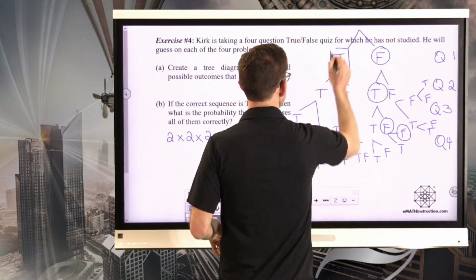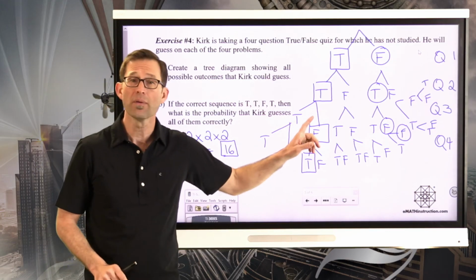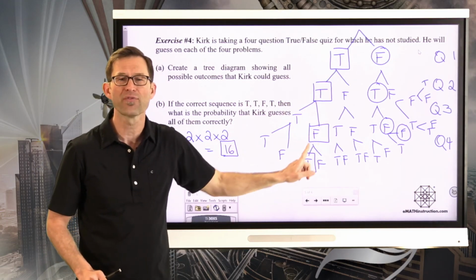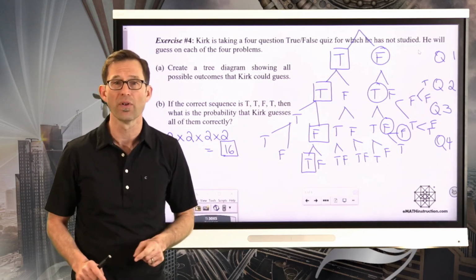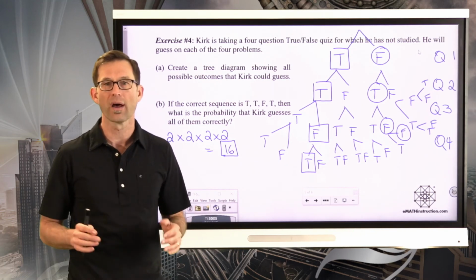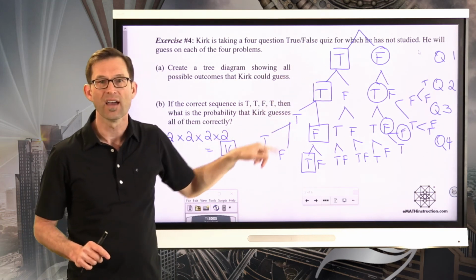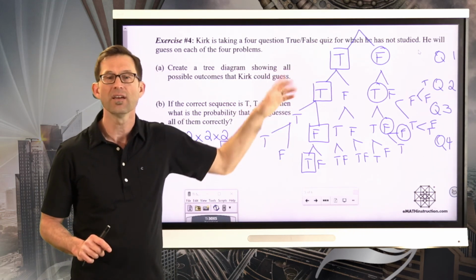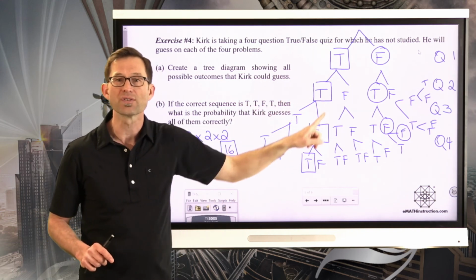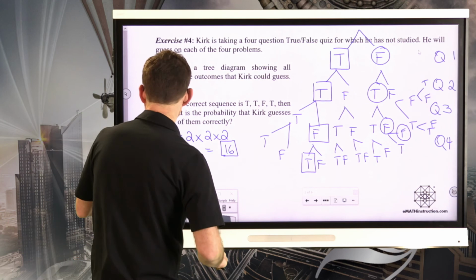Let me put them in squares so that I can distinguish them a little bit. Right? Now that's not 4 possibilities. I want to be very clear. A given path to the end represents one possibility, TTFT. So think about like if we were listing these in an organized way. We would have TTTT, TTTF, TTFT, etc., right? This is just 1 out of 16, and that's the probability, right?